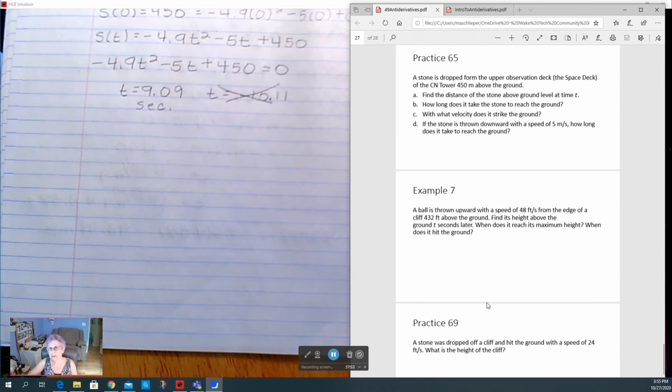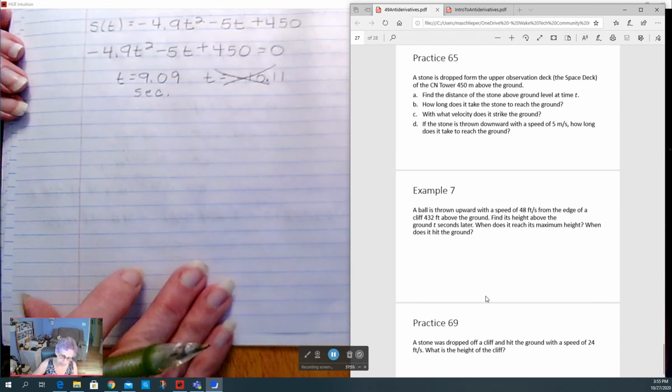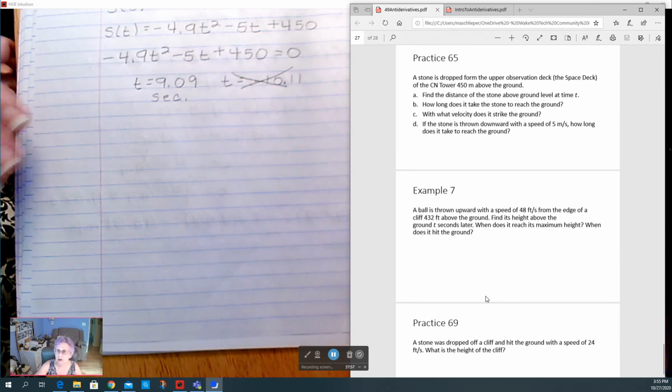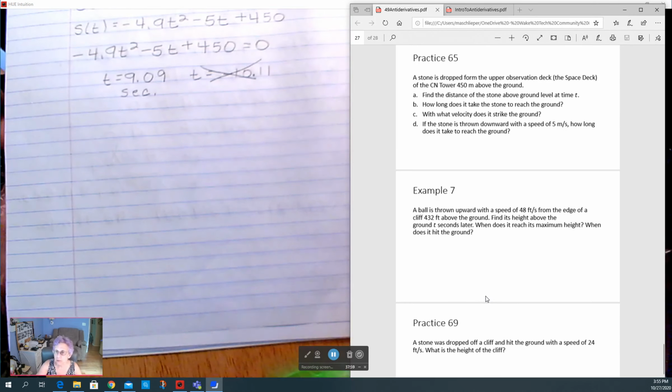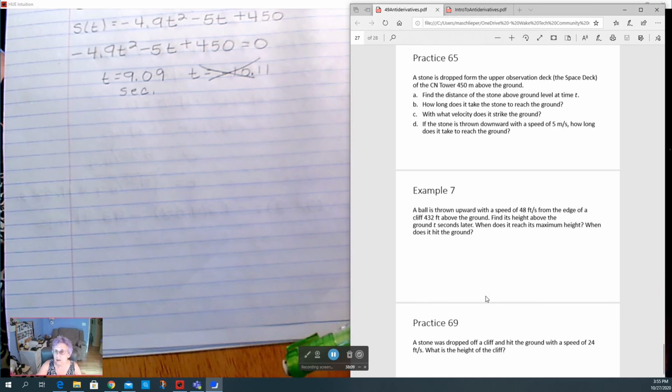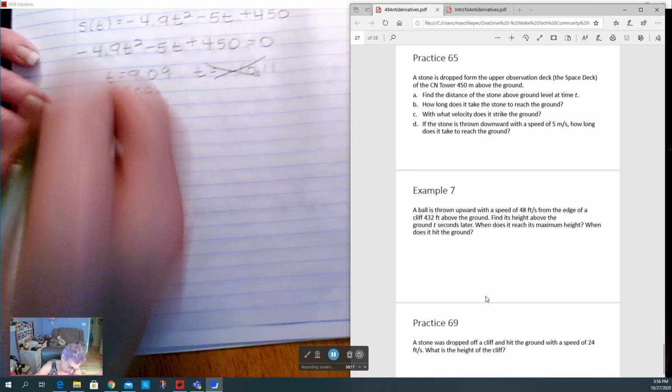Two more examples. Example 7. This time we have a ball thrown upward with a speed of 48 feet per second from the edge of a cliff that is 432 feet above the ground. Find its height above the ground t seconds later. When does it reach its maximum height and when does it hit the ground? All righty.